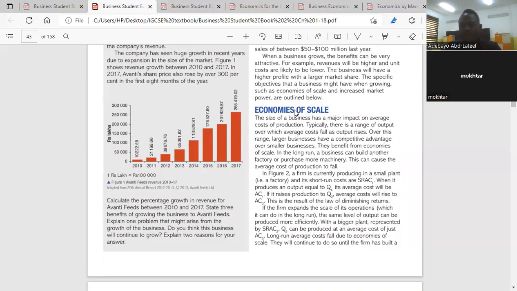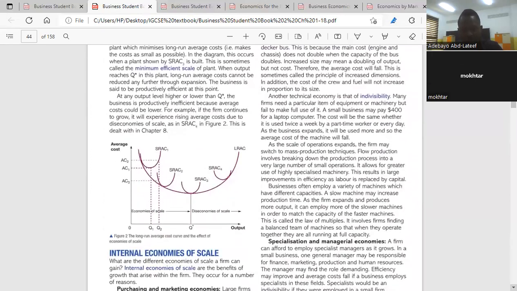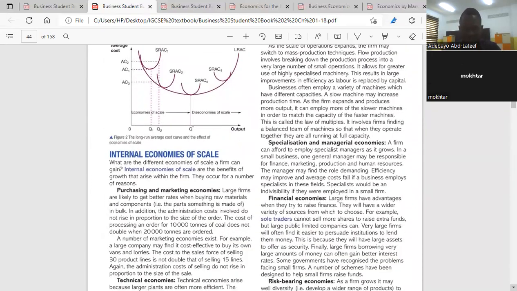So we have two types of economies of scale. We have internal economies of scale and external economies of scale. So before we go into internal and external economies of scale, in economies of scale, there's a short run average cost and the long run average cost. As a business, if you are witnessing economies of scale, you would witness it in the long run average cost. It means your long run average cost will reduce as a result of your expansion. Do you understand?